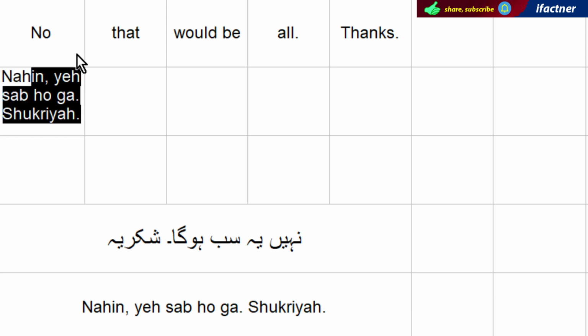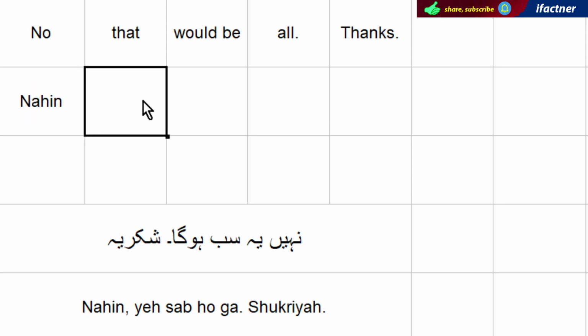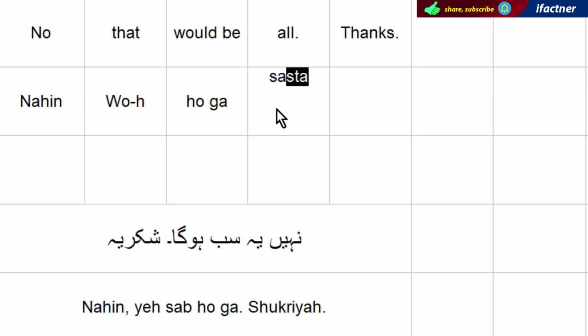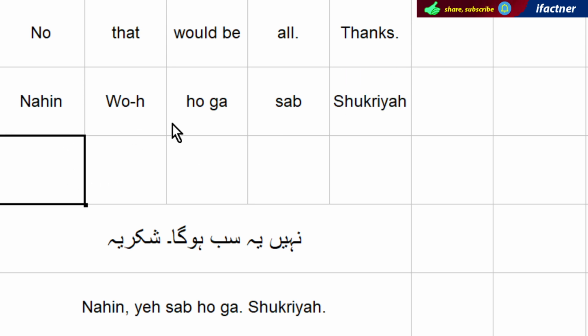So no is nahi, that means wo. But here we will use ye in Urdu. Would be is hoga, all is sab, and thanks is shukriya. Now let's see how we spell nahi, wo, hoga, sab, shukriya in Urdu, and how we type it.